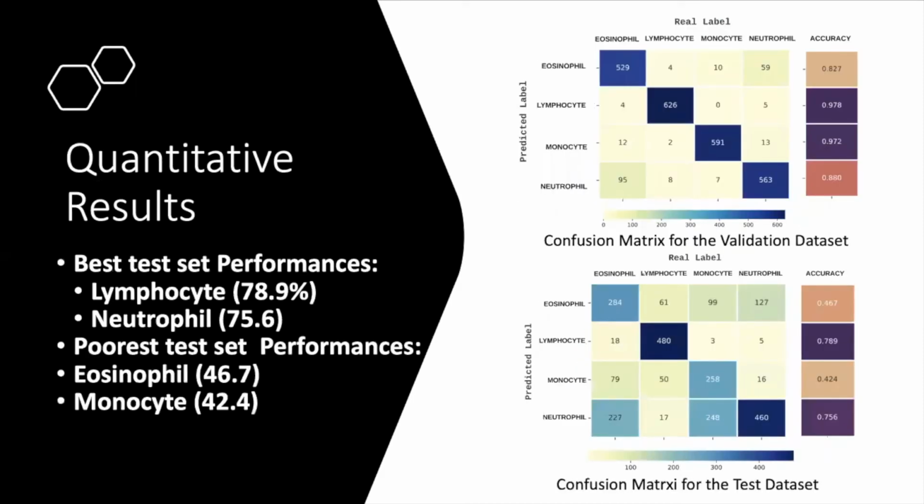The confusion matrices are used to evaluate our model's abilities in recognizing different blood cells. The confusion matrix for the test dataset shows that the lymphocyte and neutrophil have the best test performance, whereas eosinophil and monocyte have the poorest performance in that they both have a large number of false negative cases of neutrophils.